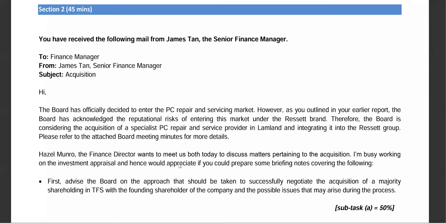So we are told that the board has officially decided to enter the PC repair and servicing market. However, as you outlined in your earlier report, the board has acknowledged the reputational risks of entering this market under the Ressett brand. Therefore, the board is considering the acquisition of a specialist PC repair and service provider in Lamblin and integrating it into the Ressett group.